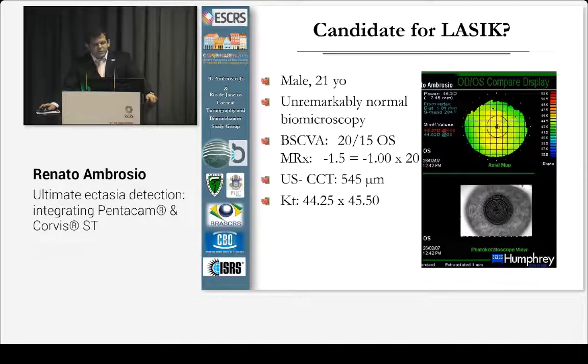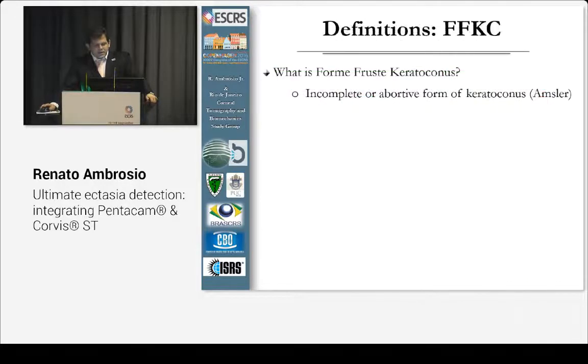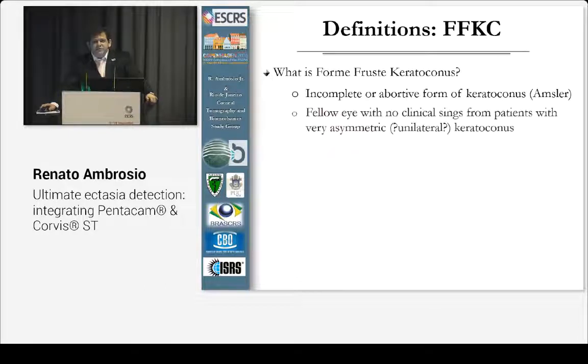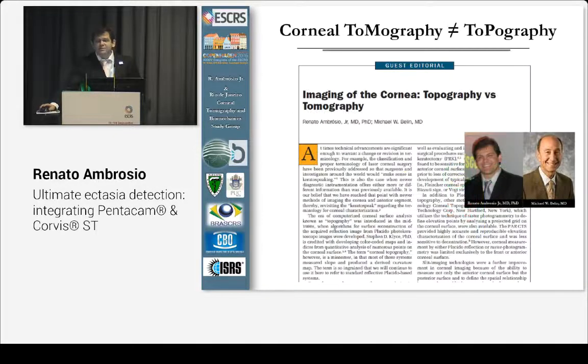But even though, if you look at the fellow eye of that patient with 20/15, those are the asymmetric cases of ectasia. Forme fruste ectasia was described by Professor Amsler 50 years before topography was invented. This is coined as the fellow eye with asymmetric, not exactly unilateral keratoconus, by Klyce. So those eyes are the ones that we are studying. We want to detect disease risk before disease occurs.